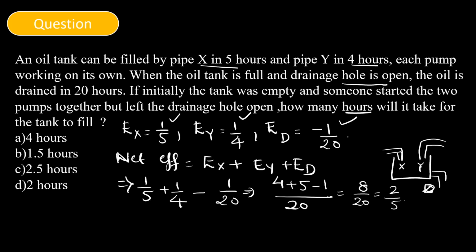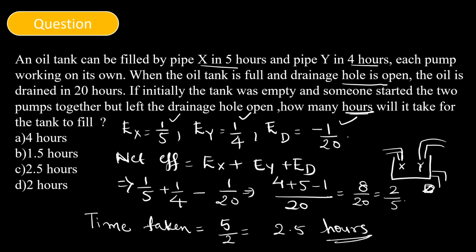Now how many hours will it take for the tank to fill? Since the net efficiency is 2 by 5, the time taken will be the reciprocal of the net efficiency, that is 5 by 2, which is 2.5 hours. This is the total time taken. Option C.